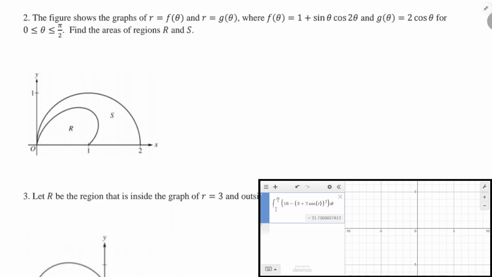All right, the next one we're going to find the areas for regions R and S. And so both of these, we're going to have to use a calculator to find the areas. So we can figure out which one was which by graphing them one at a time. So r equals (1 plus sine theta) cosine 2 theta. We need the parentheses. Okay, and for 0 to pi over 2.